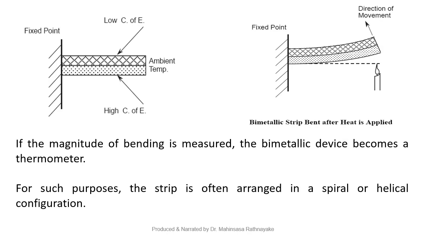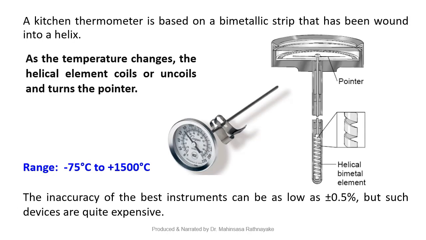So we can obtain the temperature scale or indicator using bimetallic strips. Even these bimetallic strips can be arranged in spiral or helical configurations also. This figure shows you a bimetallic thermometer. As the temperature changes, the helical element coils or uncoils. The turning of the helical bimetal element turns the pointer. So then we can know the temperature accordingly.